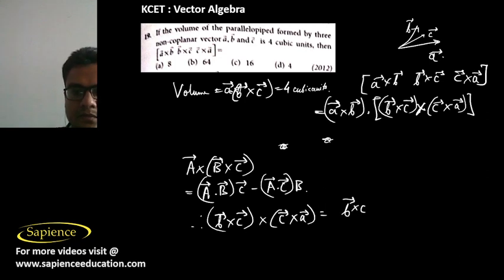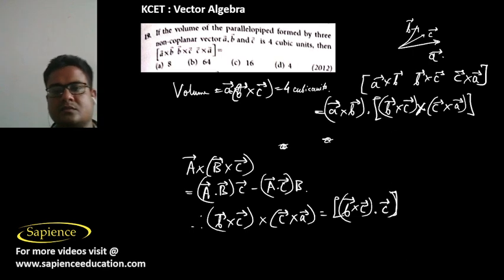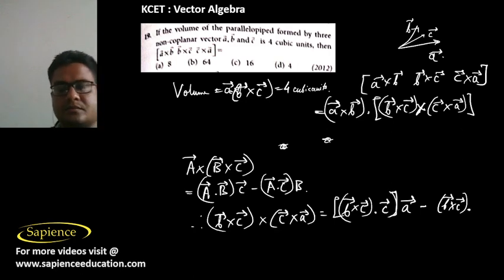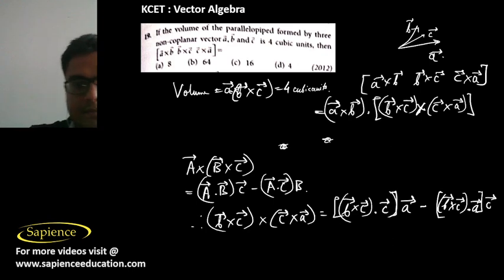B cross C dot C vector into A vector minus B cross C dot C dot A into C vector. So this will become 0.